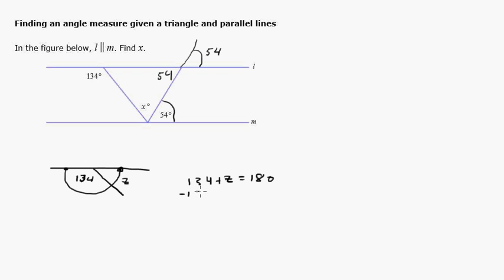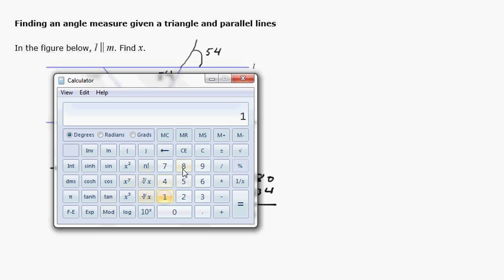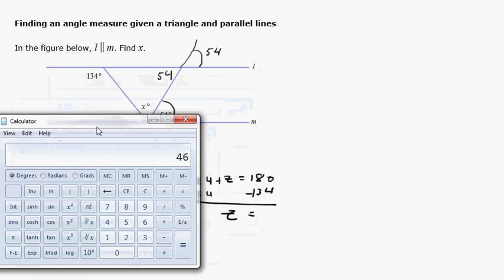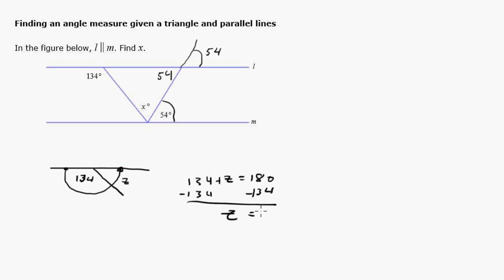So I subtract 134 from both sides. Notice that I like algebra a lot. I use it a lot. So 180 minus 134 equals 46. So if this is 134, then we know this is 46.